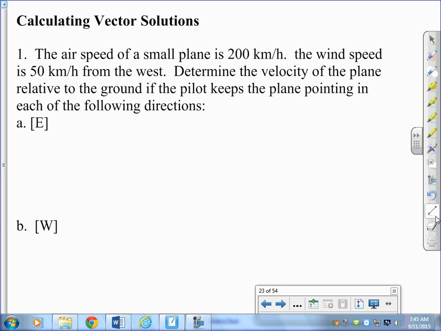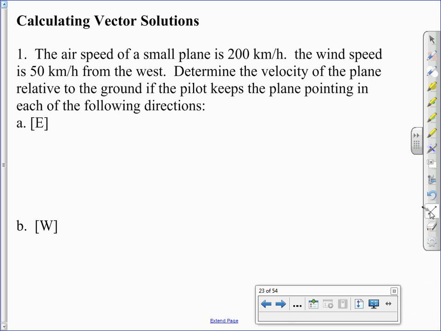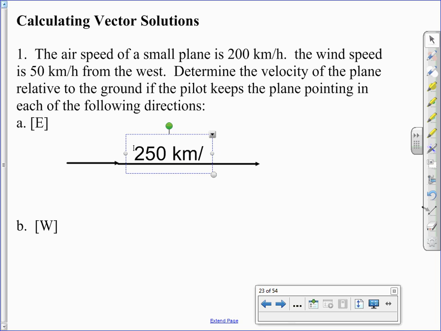If you consider this problem, we have an airplane that's traveling at 200 kilometers per hour, and the wind is from the west, so it's going east. We're going to figure out how fast the plane is going. So in terms of a vector, if we talk about this being the wind going to the east, if the plane is also going east, we would add the two of them together. And clearly then the answer would be 250 kilometers per hour, because you would add the wind to the speed of the airplane.